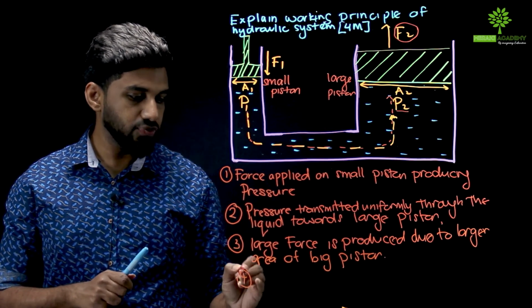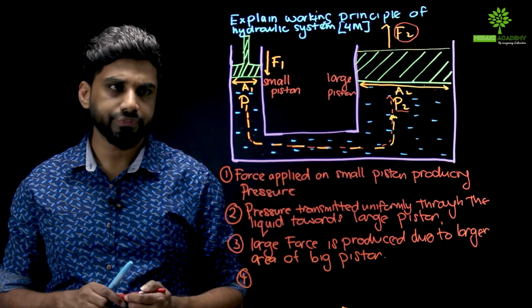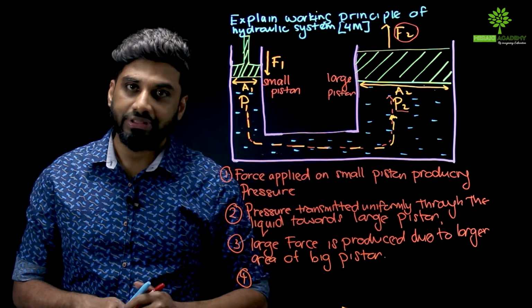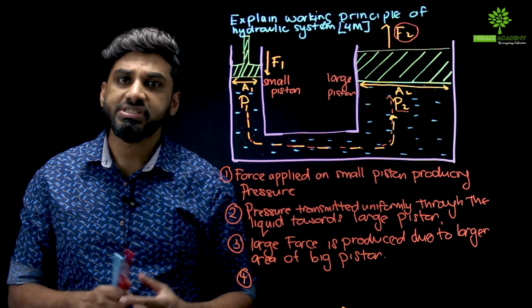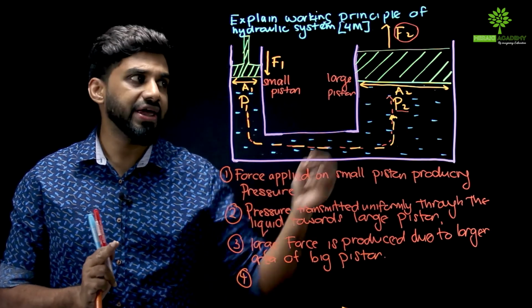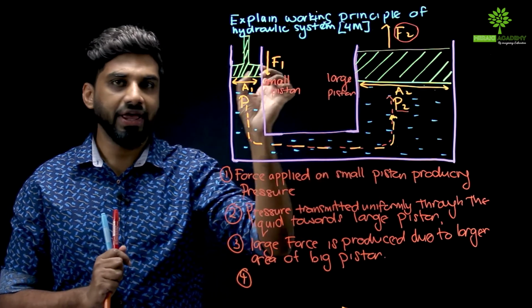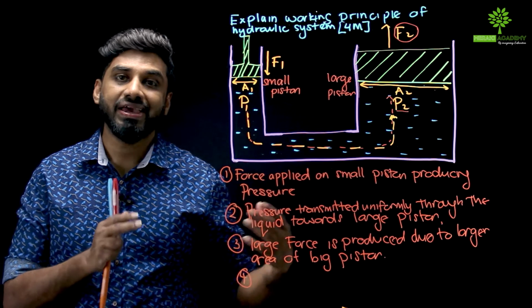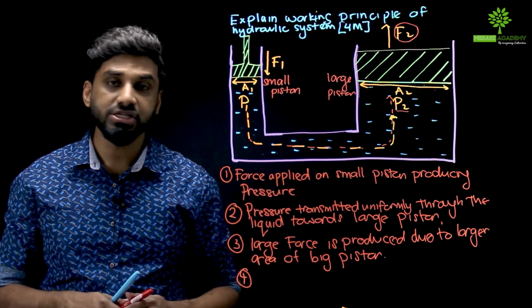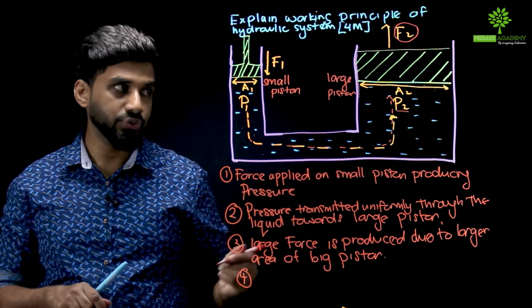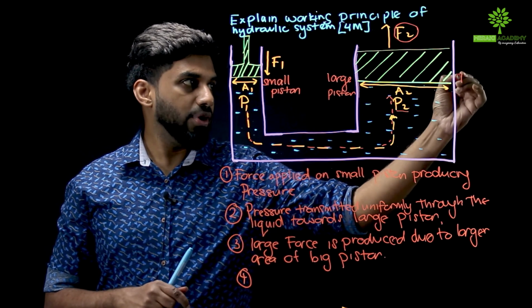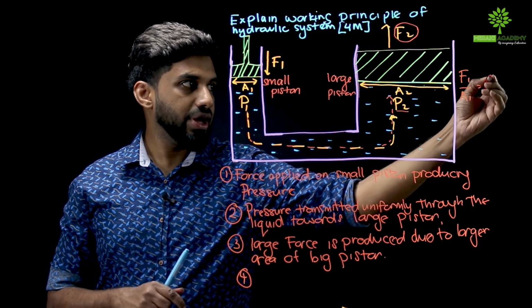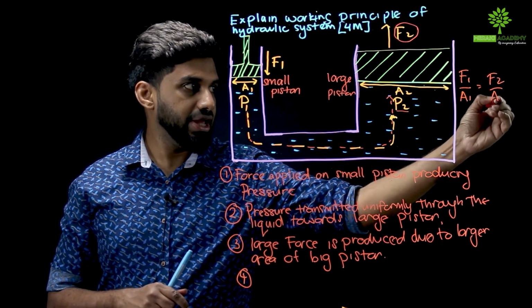Now, let's move to point number 4. How do we vary the force that we produce on the larger piston? The force can be varied by varying the area of the larger piston and the area of the smaller piston. So how are we going to vary the area of the larger piston and the smaller piston? From the formula, we know that F1 over A1 is equal to F2 over A2.